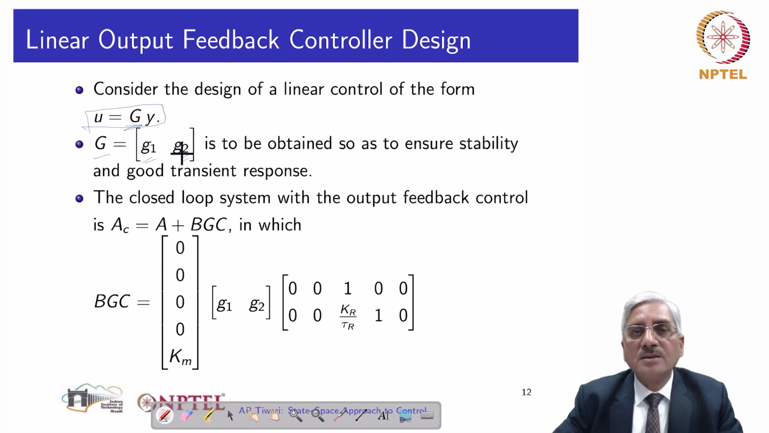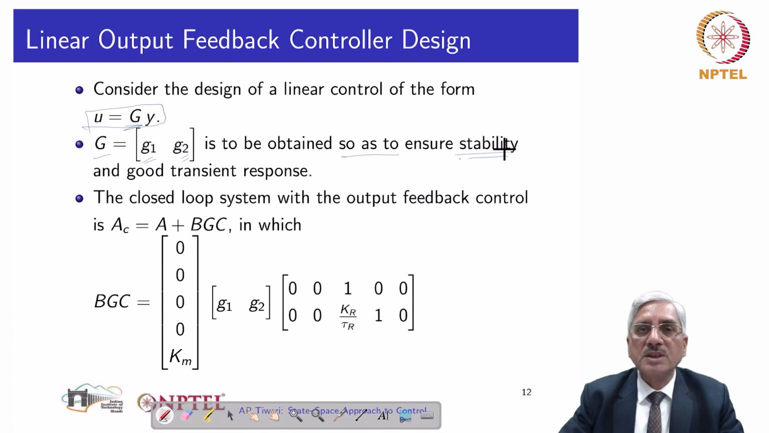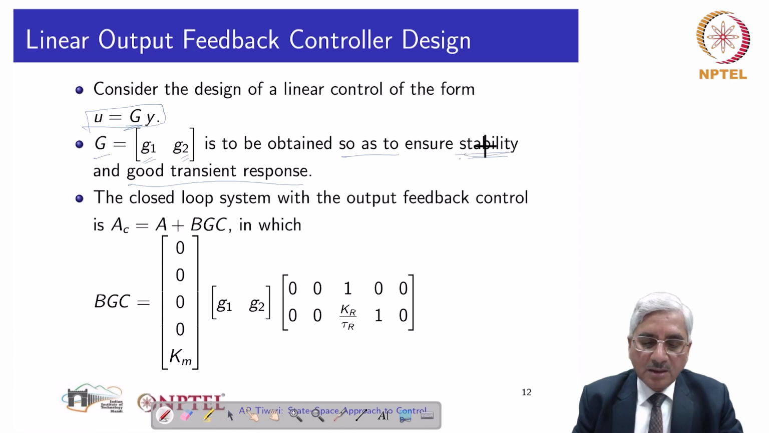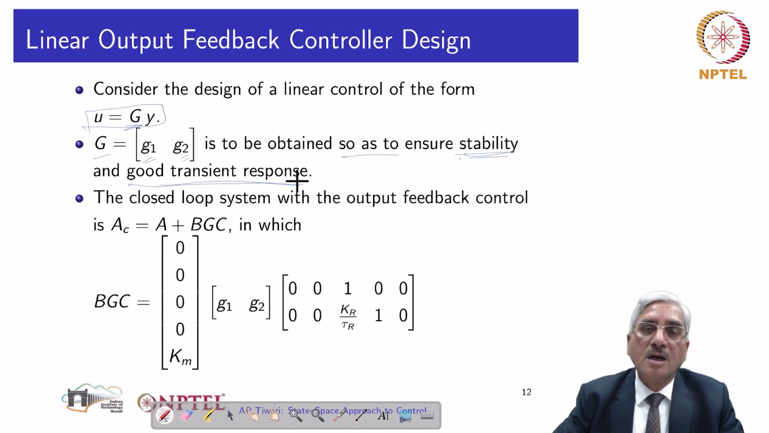So we have to obtain G1 and G2 so that, first and foremost, the resulting closed loop system has stability and good transient response. And remember, in one of the lectures when we started the case study of the nuclear reactor, I had given the control requirements. We should see that we meet those control requirements: stability, good transient response characteristics, and that we don't exceed the limits on various variables which were stated in the control requirements.